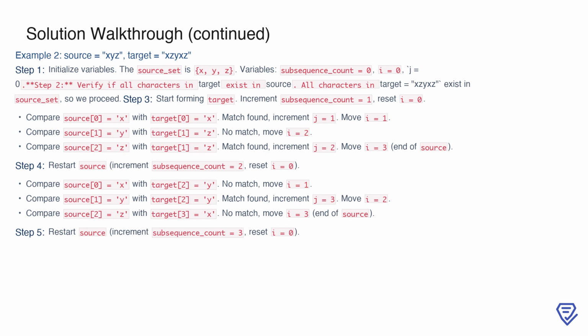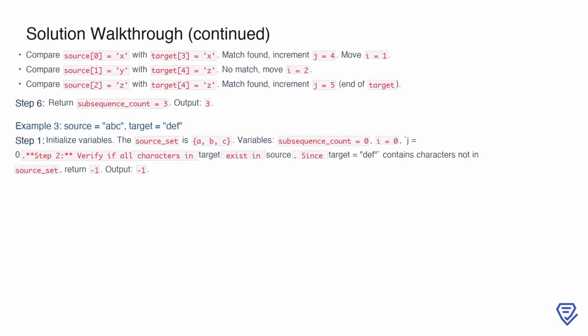We now restart the source by incrementing subsequence_count to 3 and resetting i to 0. We continue forming the target by comparing source[0] equals x with target[3] equals x. Since they match, we increment j to 4 and move i to 1. Then, source[1] equals y is compared with target[4] equals z, but there's no match, so we move i to 2.